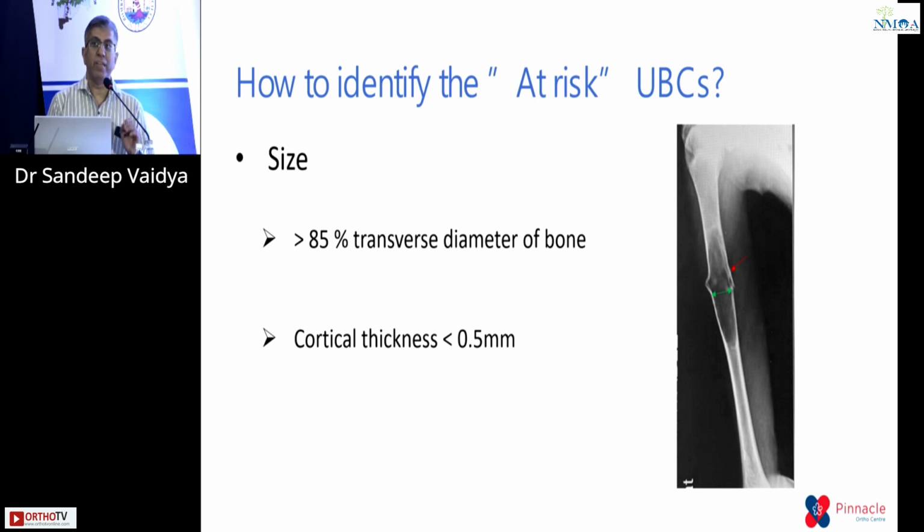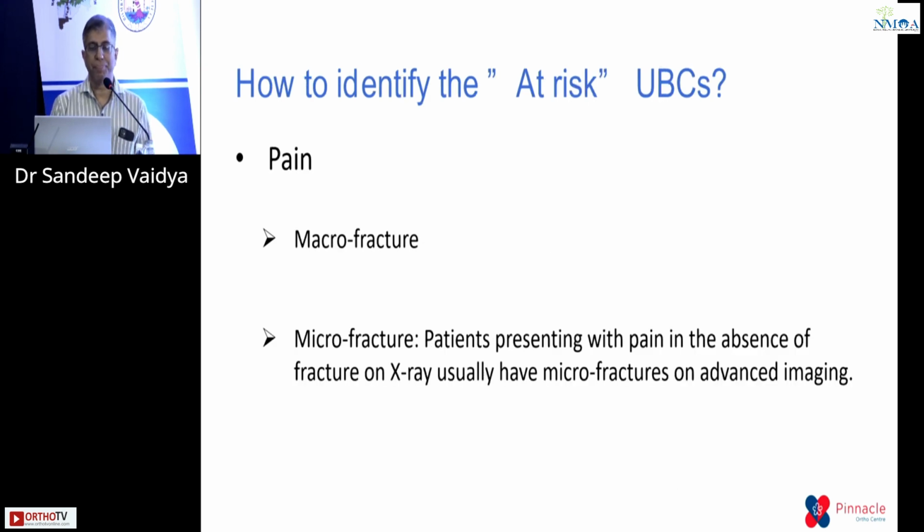The next point is the size of the lesion. Here again, it's a very simple formula. If the cyst size is more than 85% of the transverse diameter of the bone, then these cysts should be operated because they are at high risk of fracture. Furthermore, if the cortical thickness is less than 0.5 millimeter, then you should offer surgery.